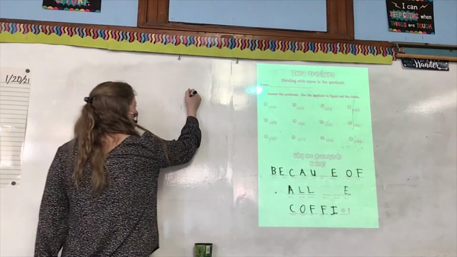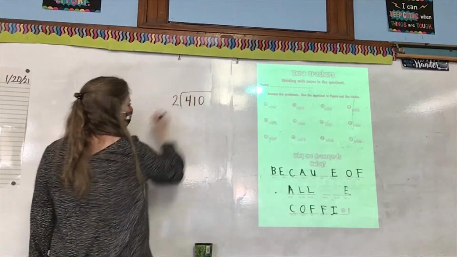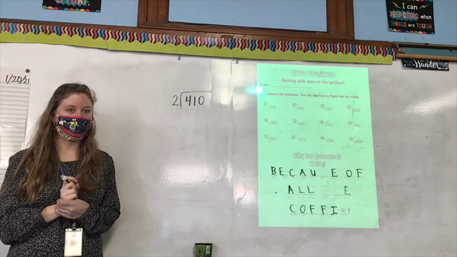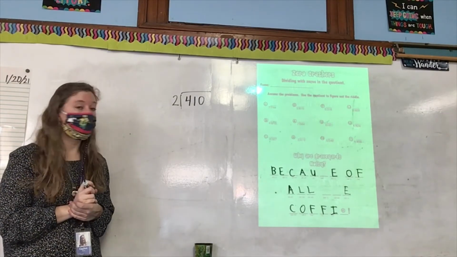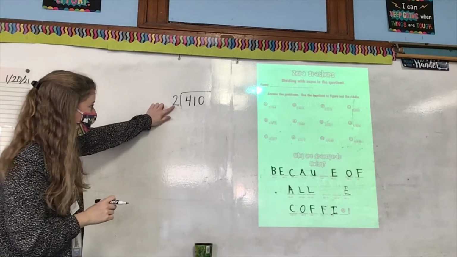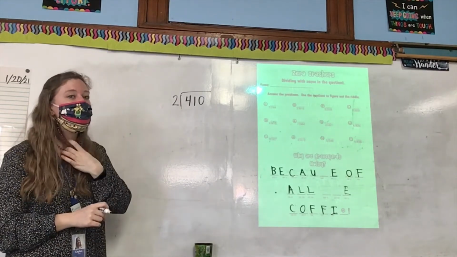Okay, 410 divided by 2. What do we do first? Divide. We see how many times 2 can go into 4. We see how many times our divisor 2 will go into the first digit of our dividend 4, which is how many times? 2 times.